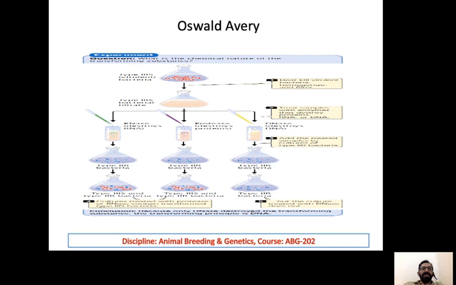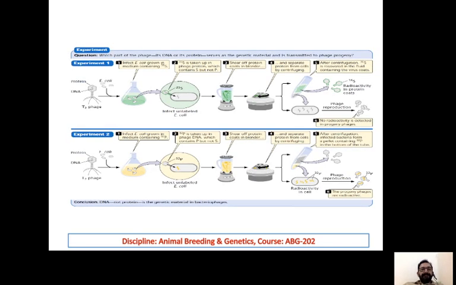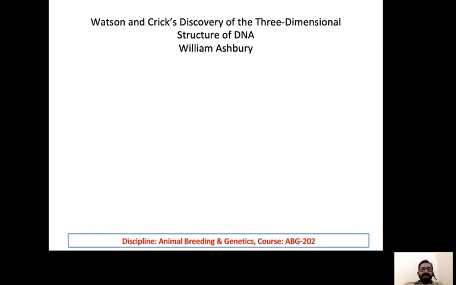A similar experiment was conducted by Oswald Avery, and he concluded the same. Then in that experiment they tried to explain whether it's the DNA part which is responsible for the effects or whether it's the protein part. The result of this experiment proved DNA as a genetic material.